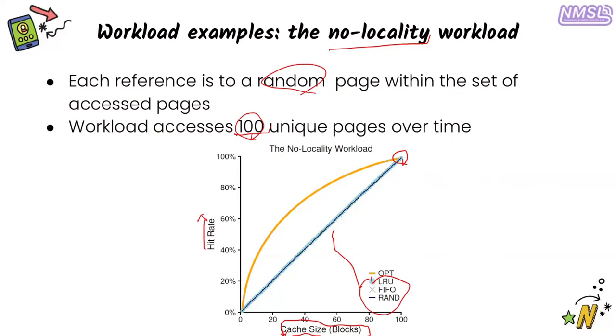So if it's basically random, your replacement algorithm really doesn't matter. So here's another thing: because you cannot foresee the future, this kind of performance would happen.